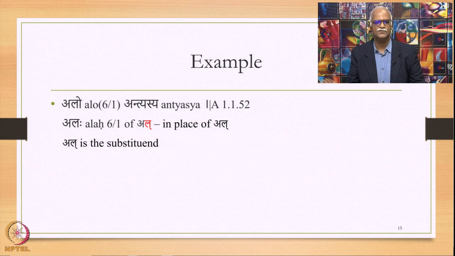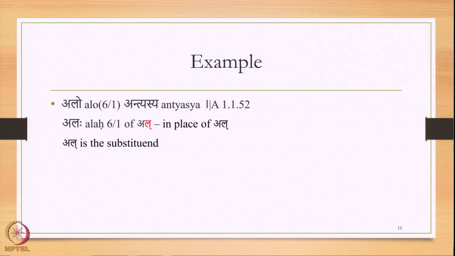For example, Alontyasya 1.1.52. In this case, Alaha appears, 6/1 of Al, in place of Al. That means in place of any sound, substitute something. So Al acts as the substituent in this case. So this sutra is a meta rule, and we shall study the meta rules further in the subsequent part of this course, where we shall study this sutra in detail. But in brief, the meaning of this sutra can be told as any substitute takes place at the final Al or final sound. This is how Pāṇini will use the Pratyahara Al.